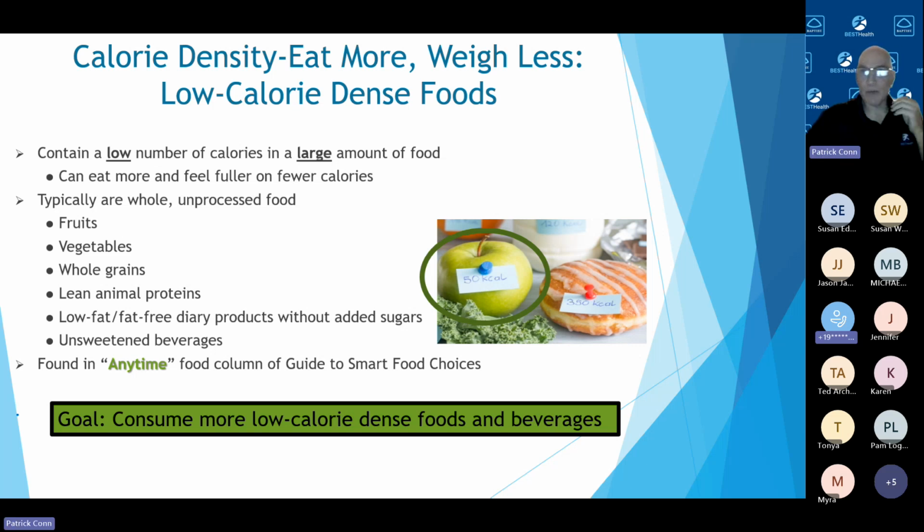Any other questions before we get to some examples? And also under poultry, you can throw in turkey.